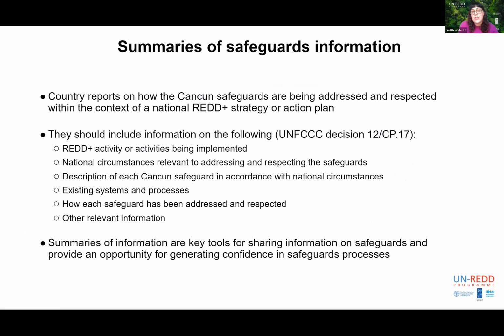Summaries of safeguard information are reports on how the safeguards are being addressed and respected within the context of a national REDD+ strategy or action plan. There's, again, some guidance from the UNFCCC on what they should include. So it should include specific information on which of the 5 main REDD+ activities are being implemented and reflected in the report, and the national circumstances relevant to addressing and respecting the safeguards. This could also have information about different funding sources for REDD+ and different safeguards requirements. So a summary of information can also be another opportunity to unify, integrate and harmonize different safeguards requirements.